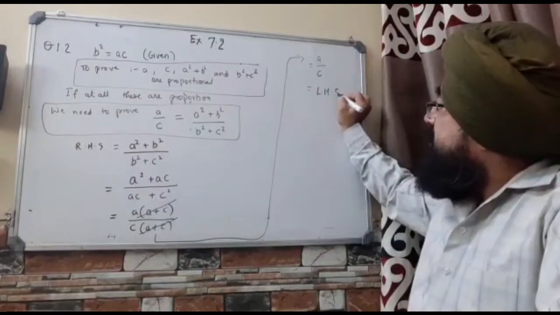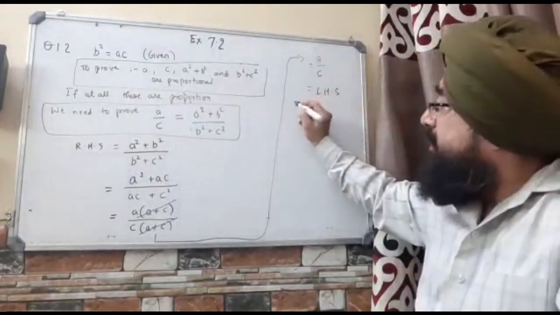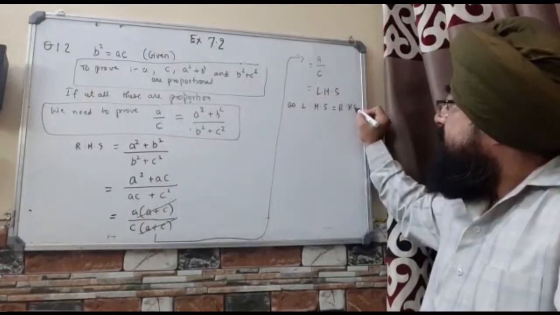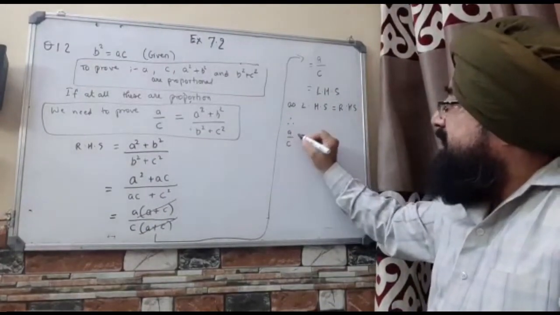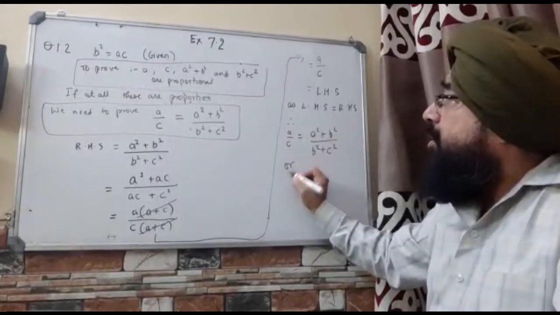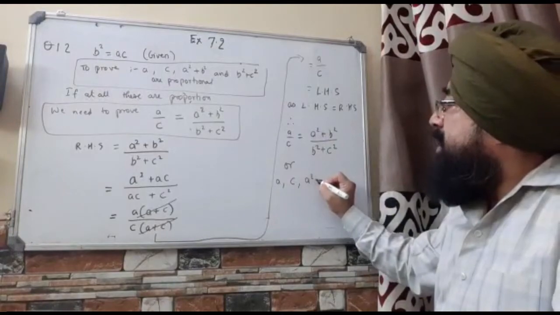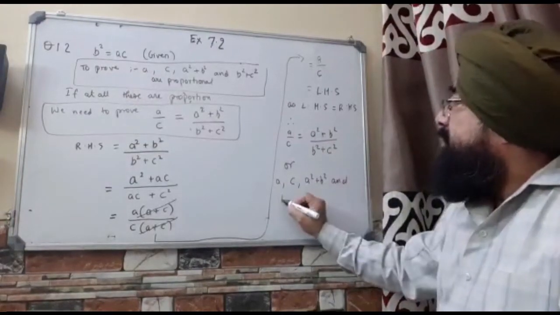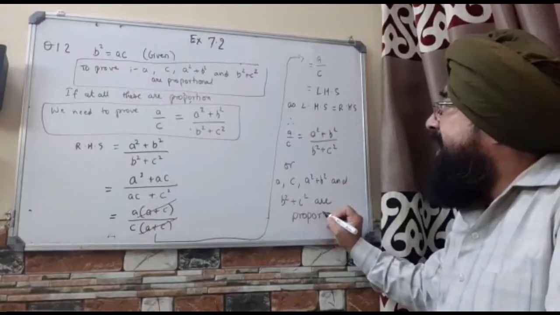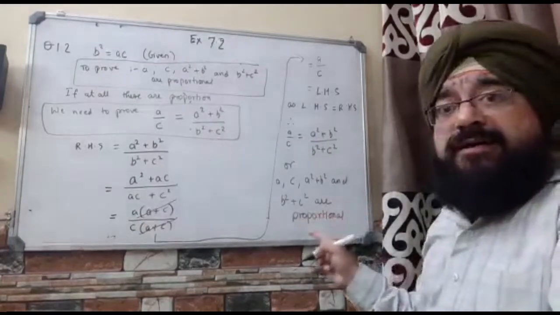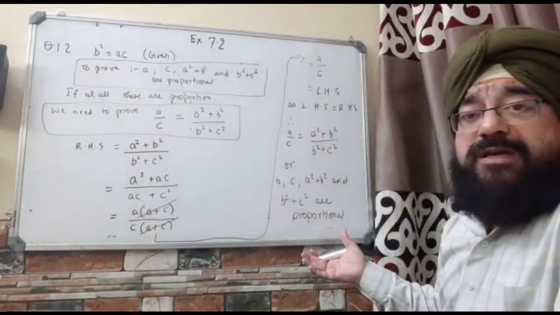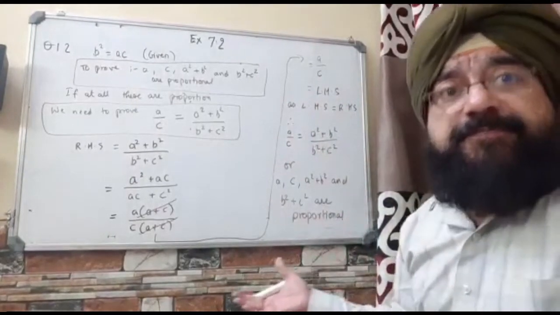So my obvious steps to end this question will be, as LHS is equal to RHS, therefore A over C is equal to (A square plus B square) over (B square plus C square), or A, C, and A square plus B square, B square plus C square are proportional. You have to give it a dream end. This is the dream end what a teacher or examiner expects a child to end this question into. Okay? Is that clear to everyone?